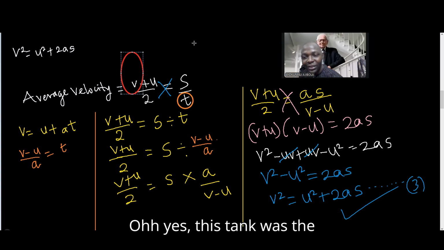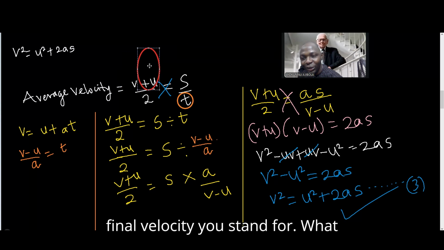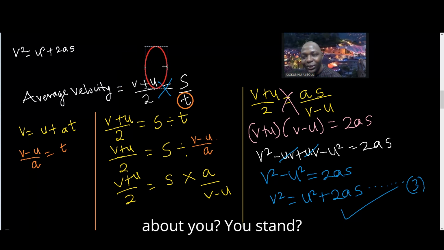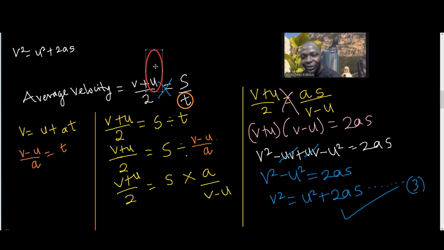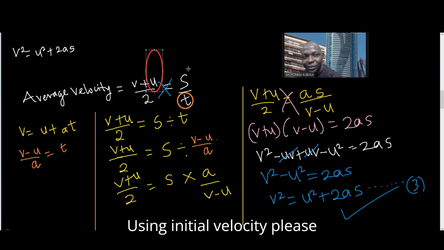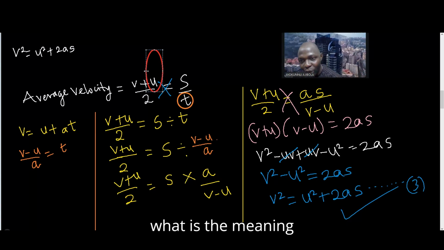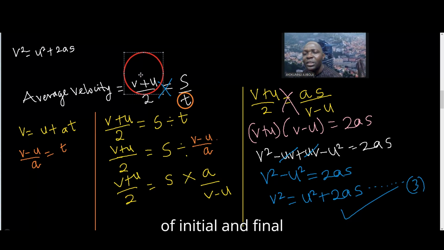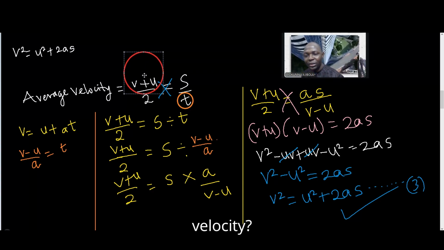Oh, yes. V stands for final velocity. Good. U stands for... what about U? U is initial velocity. Good. Please, what is the meaning of initial and final velocity?